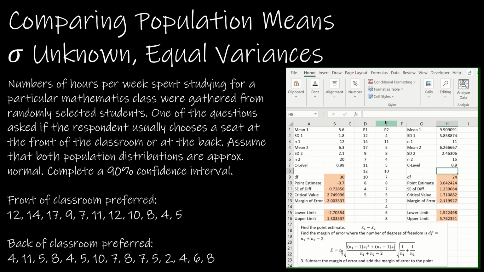So because my first sample was people who sat at the front of the classroom, and all of my interval is positive, I can say that people who sit at the front of the classroom, with 90% confidence, spend on average 1.52 to 5.76 hours more studying per week for mathematics. Because 0 is not contained in the interval, I can say that there is a true difference between the number of hours studied from those sitting in either location.